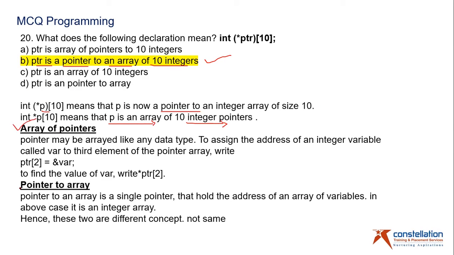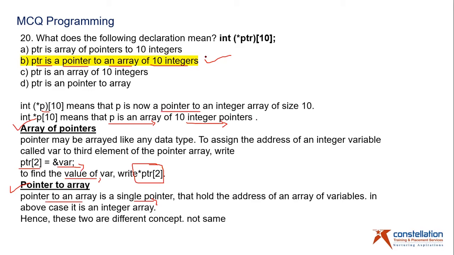Here we have talked about array of pointers and pointer to array. So a pointer may be added like any data type. To assign the address of an integer value called var to the third element of the pointer array, we write ptr2 is equal to &var. To find the value of var, we write *ptr2. This is what we do. But here, a pointer to an array is a single pointer that holds the address of an array of variables. In the above case, it is an array of integers. Okay, so these are two different concepts. So pointer to array and array of pointers, don't get confused with that. Okay, read more about that.